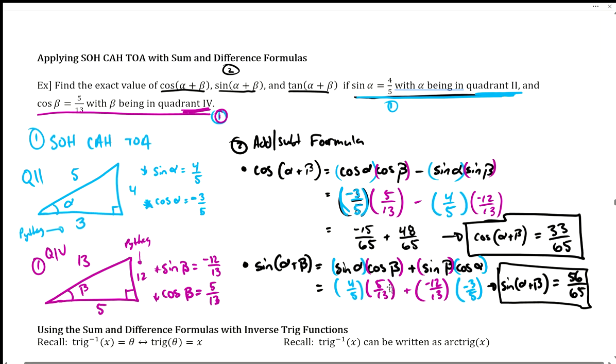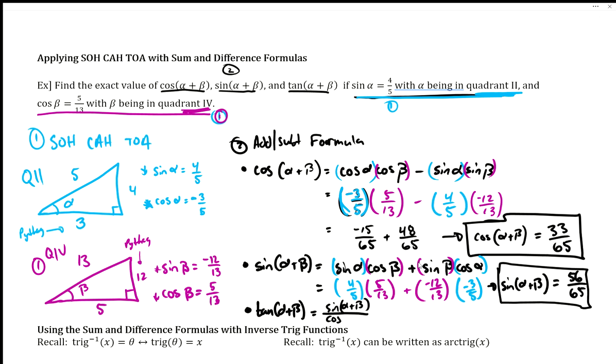And then now the last one. So I'm going to scroll just a little bit. We can see the next problem that's coming, but tangent of alpha plus beta. Okay, so the tangent addition or subtraction formula can look pretty wild. However, a lot of times we just need to go back and remind ourselves that tangent is sine over cosine. So we're going to do sine of alpha plus beta over cosine of alpha plus beta. And then we have those two answers. So sine of alpha plus beta was the 56 over 65. The cosine of alpha plus beta was the 33 over 65.